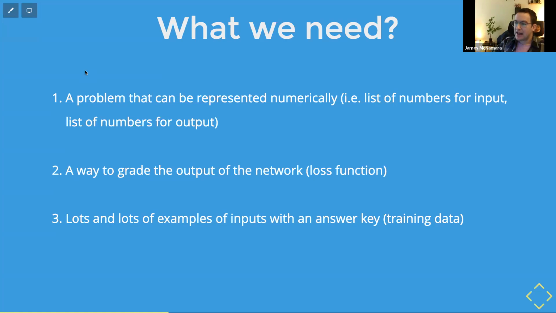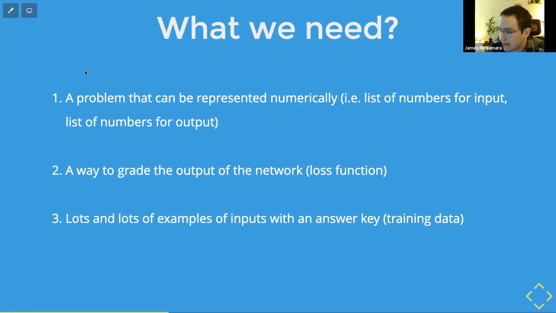And then very importantly, we're going to need a way to grade the output of the network. So this is called a loss function. I use the word grade specifically because it is really just saying, did you get the right answer or did you get the wrong answer? When I gave you an example where I knew what the answer was, how far from the right answer were you? This is why things have to be represented numerically, because we need these quantitative values. We need to be able to say, you are exactly 50 units away from the answer that I wanted.